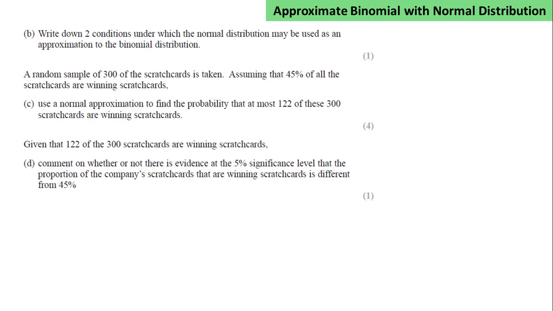The next part of the problem is to do with approximating a binomial distribution with a normal distribution. And we're asked to write down 2 conditions under which a normal distribution may be used as an approximation. And these 2 conditions are: the probability of success has to be close to 0.5. That is because we want to have a symmetric distribution. If it's far off 0.5, the binomial distribution is skewed. And we need a large number of trials.